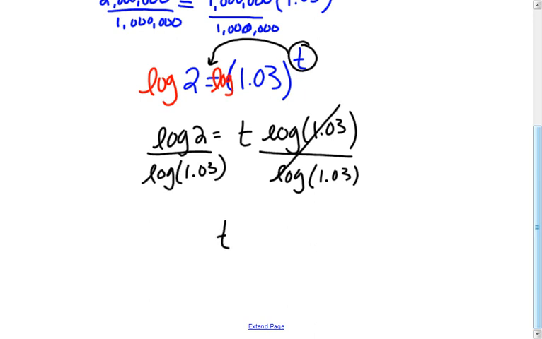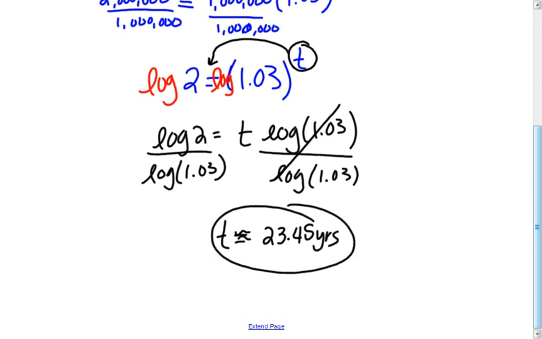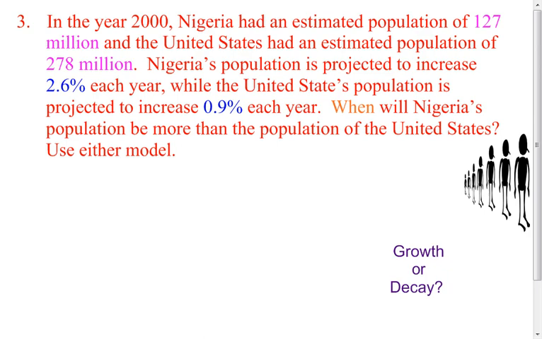I will stick this into my calculator. Make sure you close your parentheses after you've typed in log 2. And you should get about 23.45 years when you type that into your calculator. Make sure you look at your units. It did say up here that time was measured in years, so be careful about that.